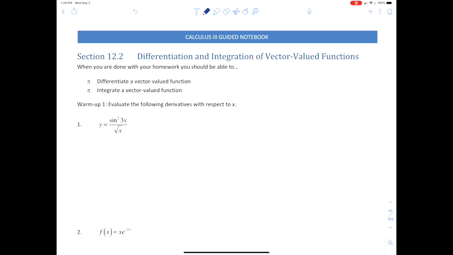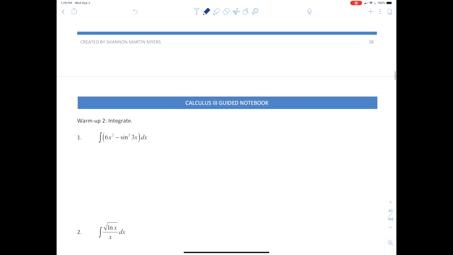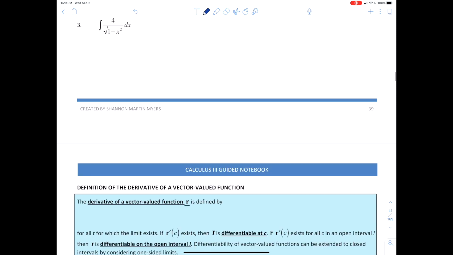So I thought a good idea would be for us to warm up by practicing just some basic derivatives with respect to the independent variable. I think I used x for all of these. So why don't you pause the movie and warm it up. We've got two warm-ups, one for differentiation and one for integration. And then we'll get started.